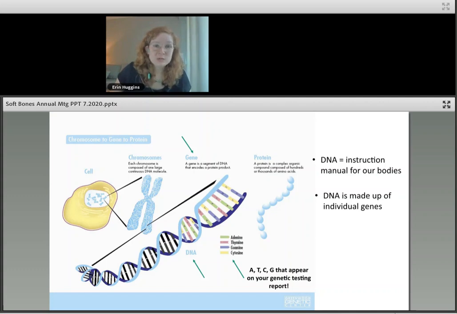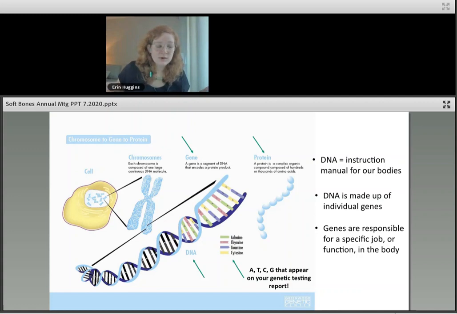When you get a genetic test report, you will see the variant or the mutation that has to do with these 4 letters that make up the gene. So that's what all those crazy letters and numbers mean in a genetic test report. Genes are each responsible for a specific job or function in the body. A really simple way to think about it is a gene for brown eyes contains a set of instructions for how to make brown eyes. Genes for 10 fingers and toes contain a set of instructions for how to make fingers and toes.